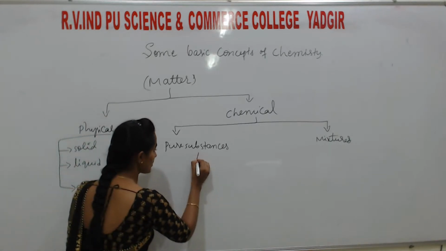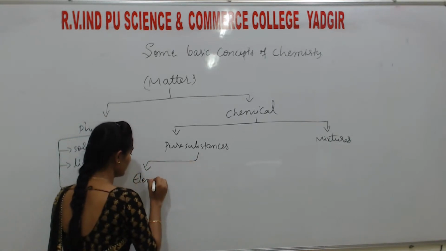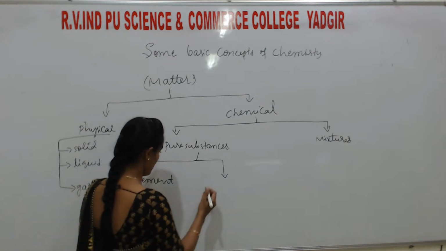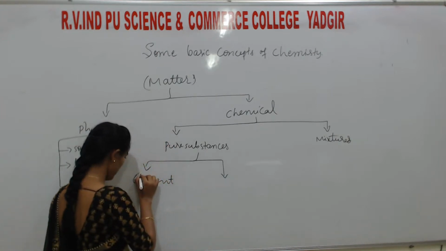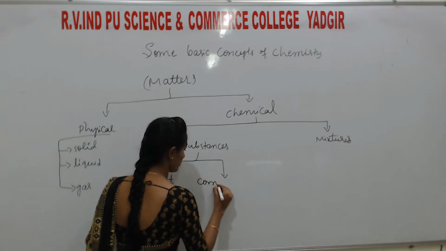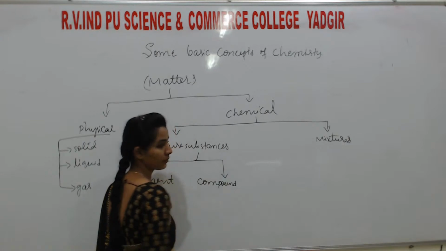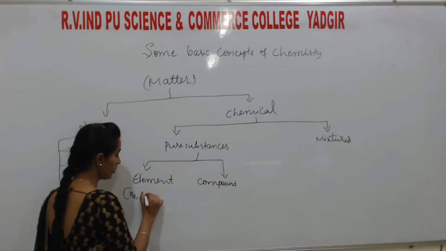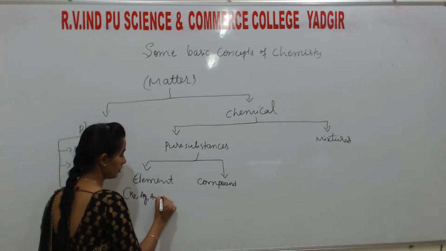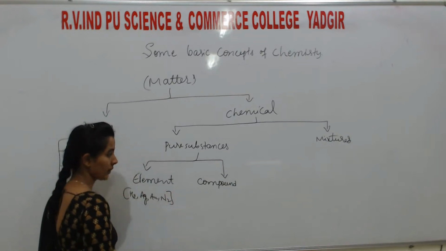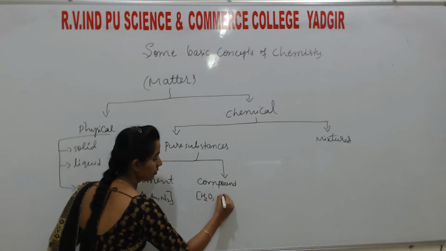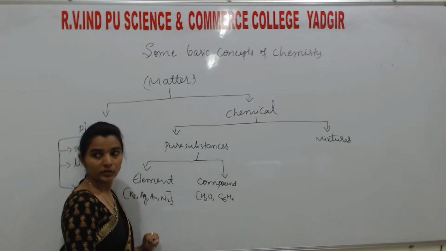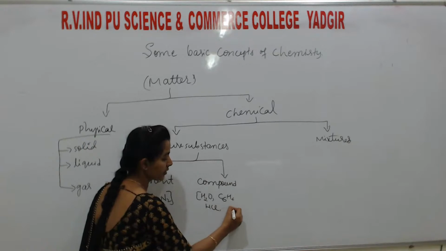Okay? So here in these pure substances, again element is there, and here this one is compound. Okay? Element means, I'll write the example here: H2, gold, silver, N2, etc. Compound means H2O, C6H6, that means benzene. You know that? HCl, etc.